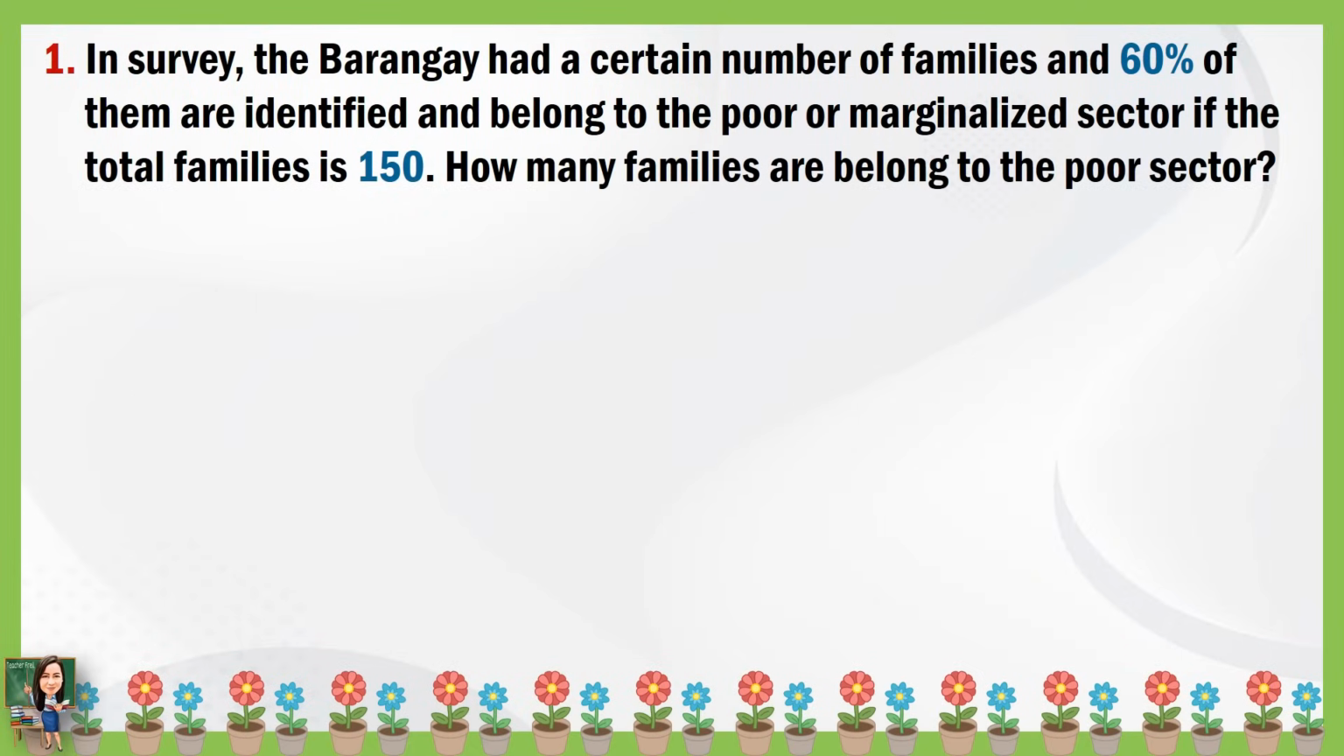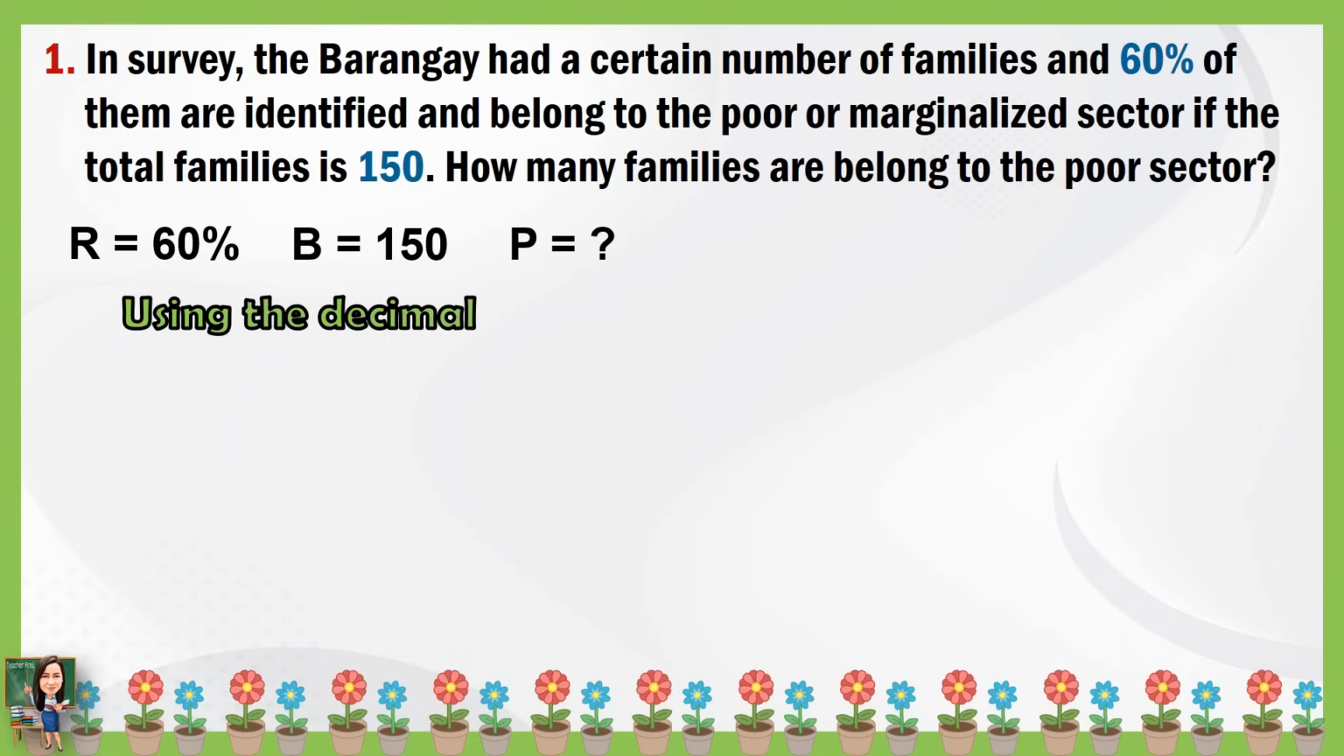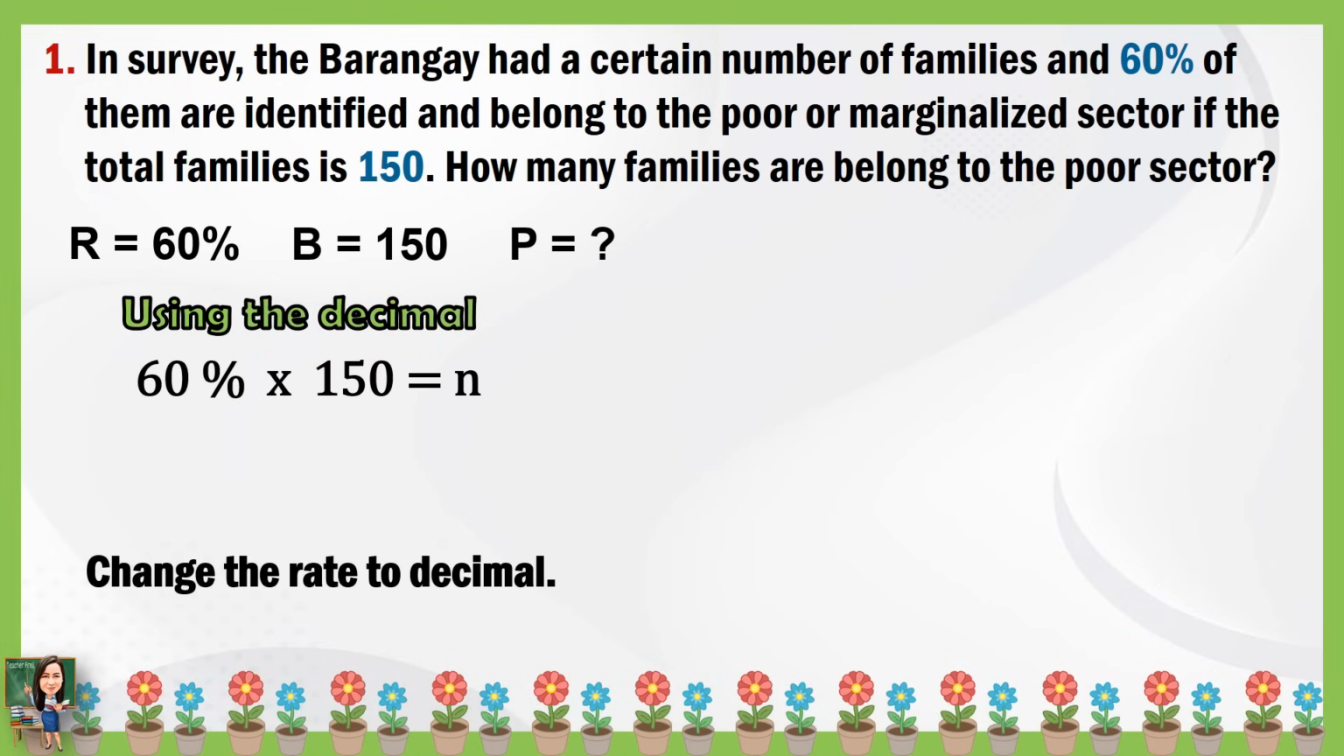Number 1. In a survey, the barangay had a certain number of families and 60% of them are identified as belonging to the poor or marginalized sector. If the total number of families is 150, how many families belong to the poor sector? The rate is 60%, the base is 150, the percentage is missing. Using the decimal, 60% times 150 equals n. Change the rate to decimal. 60 hundredths times 150 equals 90.